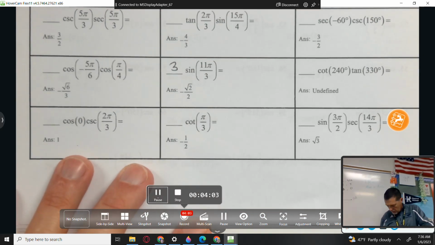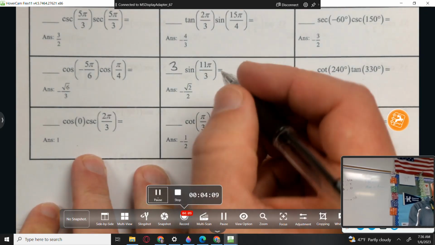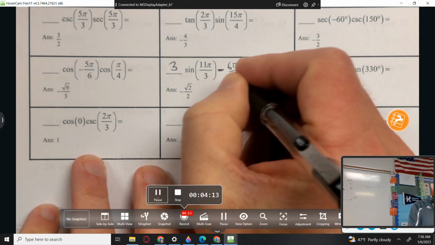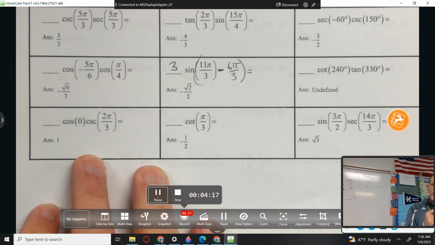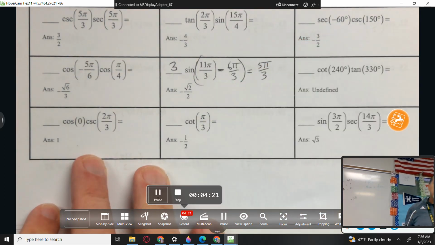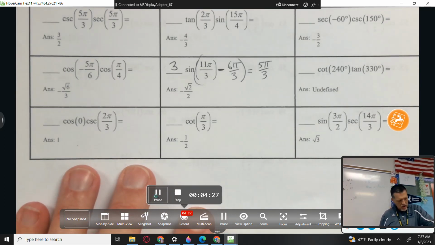Sine of 11 pi over 3. How am I supposed to do that? What's that? Let's subtract coterminal. Let's subtract 2 pi. So I want the sine of 5 pi over 3. That's a little bit better. Sine of 5 pi over 3.